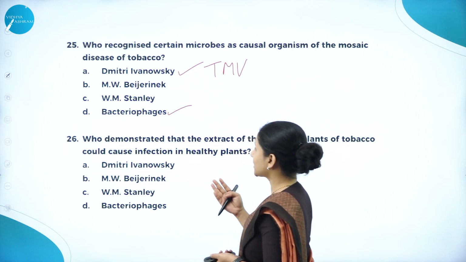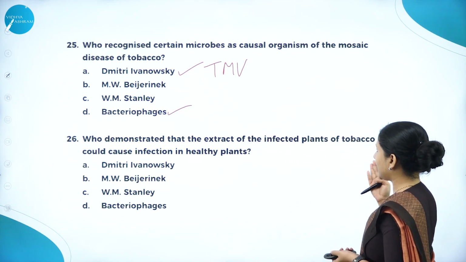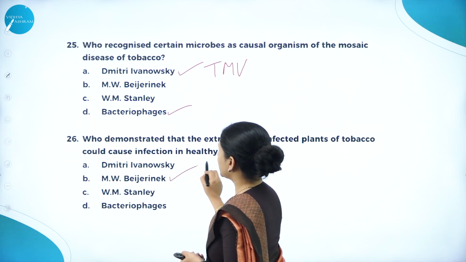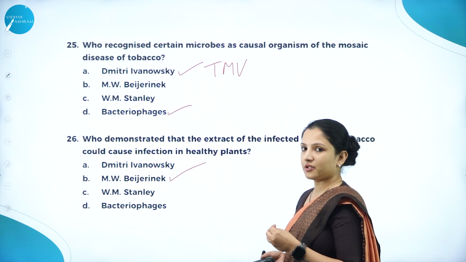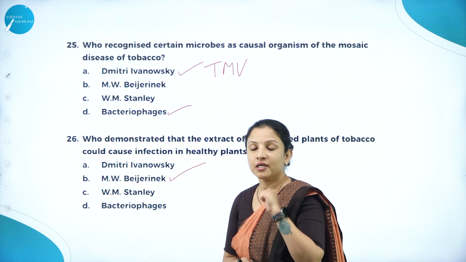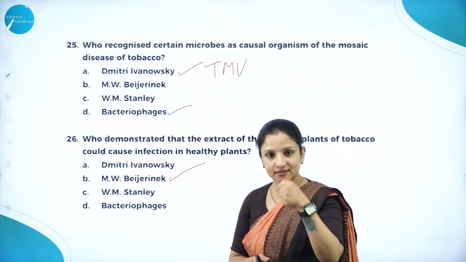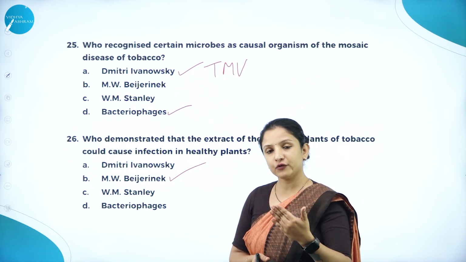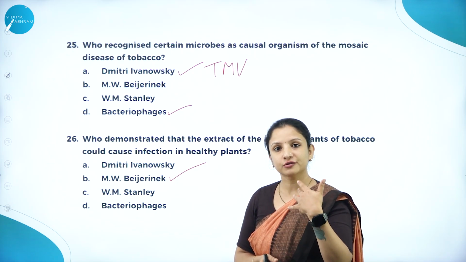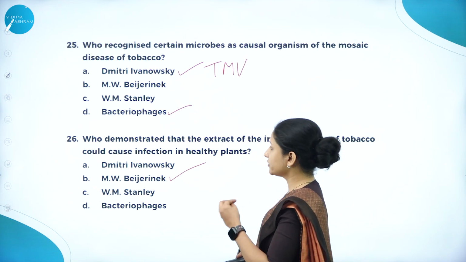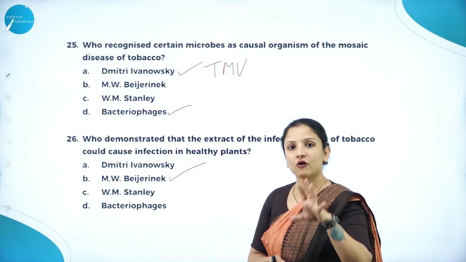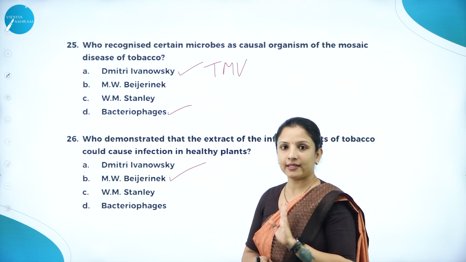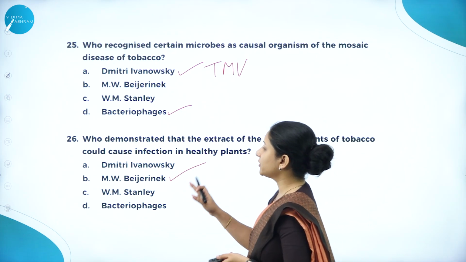Next question, who demonstrated that the extract of the infected plants of tobacco could cause infection in healthy plants? So the answer is M.W. Beijerinck. So he was the first person. What M.W. Beijerinck did was, he took an infected tobacco plant, he took the extract of it, and that extract he sprayed on the healthy tobacco plant, and after a few days he found that the healthy tobacco plant also got that infection. So therefore he was the first person to say that the extract of a viral-infected tobacco plant can cause infection in a healthy plant also. So that credit goes to M.W. Beijerinck.